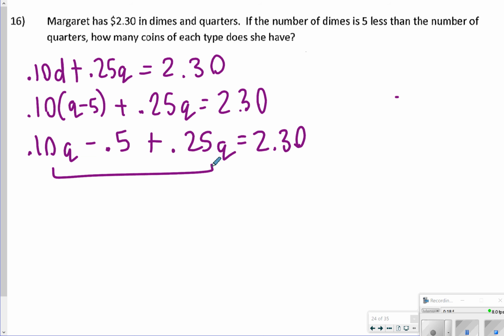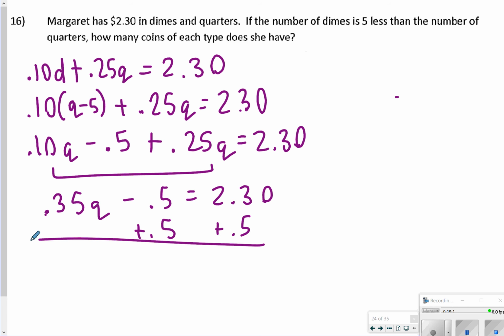I'm going to go ahead and combine my terms. I get 0.35 Q minus 0.5 is equal to $2.30, and then add 0.5 back. So I get 0.35 Q is equal to $2.80. And when you divide both sides by 0.35, Q is equal to 8.